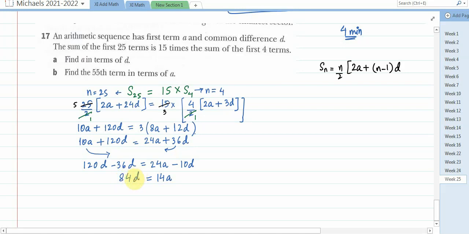84d. We need to make a the subject, so I need to divide it by 14. You got a is equals to 6d. That is your first part answer. That's a in terms of d.